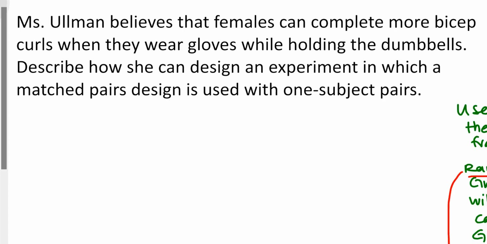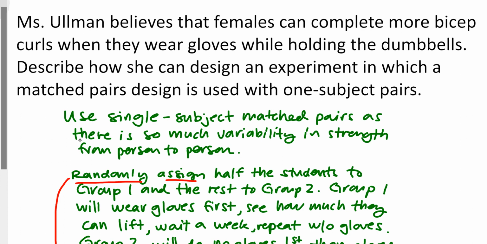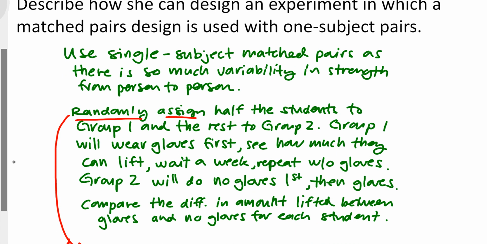Here's another one. Miss Allman believes that females can complete more bicep curls when they wear gloves while holding the dumbbells. Describe how she can design an experiment in which a matched pairs design is used with one subject pairs. So maybe you could use both arms, or you do it like one day and then the next day. Tricky part with one subject pairs is they're either getting stronger or they're getting tireder. So we'll just say use single subject matched pairs, as there's so much variability in strength from person to person. That's really hard to match up, even if you have legitimate twins.